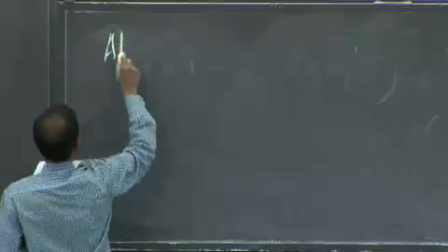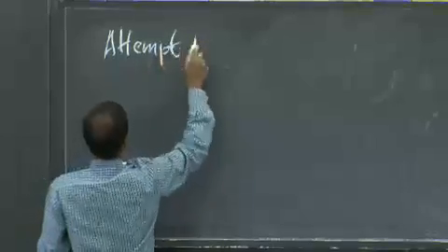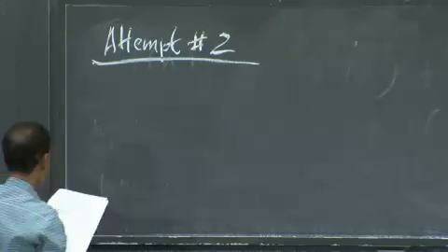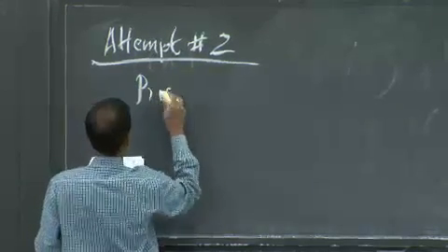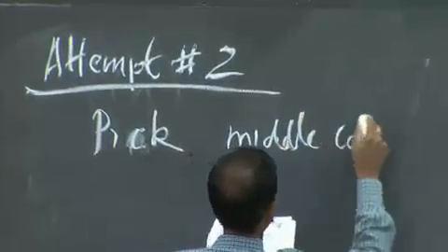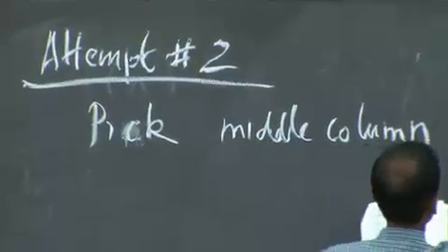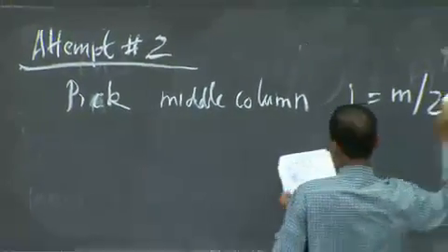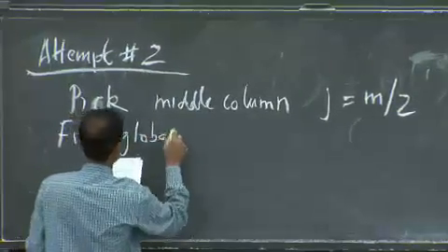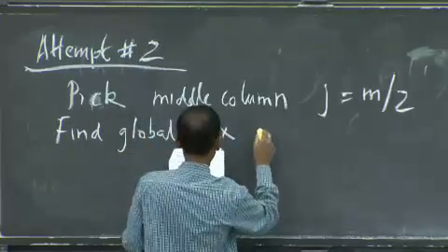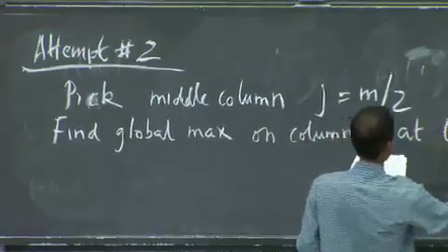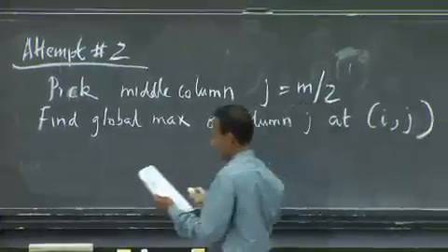But here's a recursive version that is better, in terms of complexity, than the greedy ascent algorithm. And this one works. So what I'm going to do is pick a middle column, j equals m over 2 as before. I'm going to find the global maximum on column j, and that's going to be at ij.